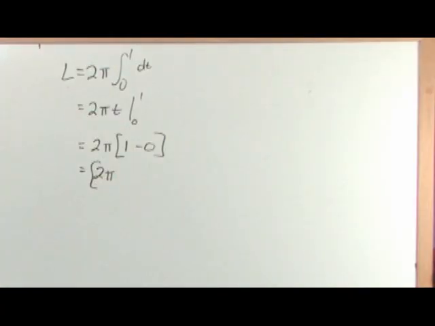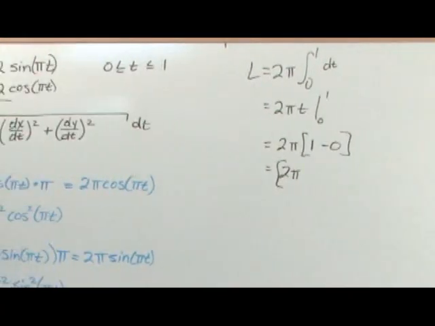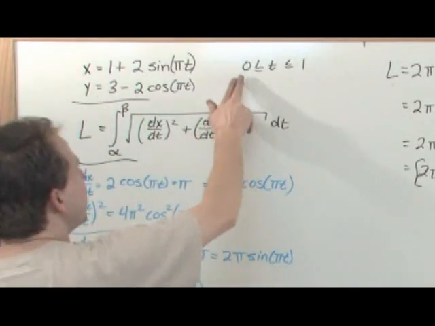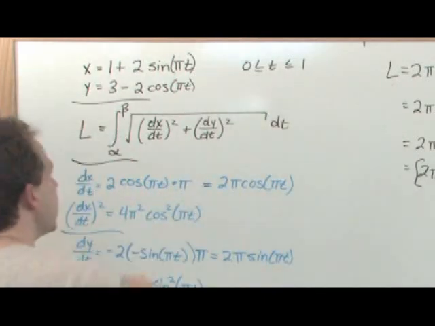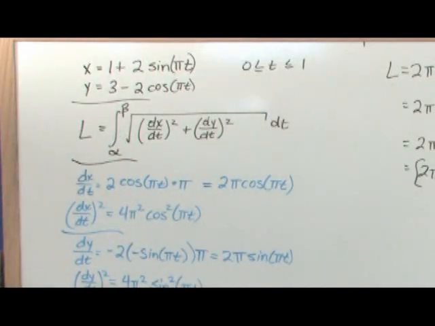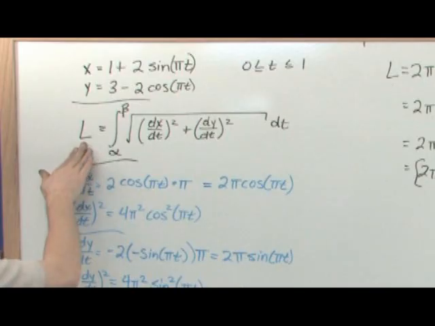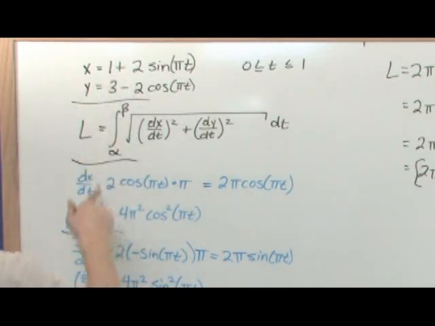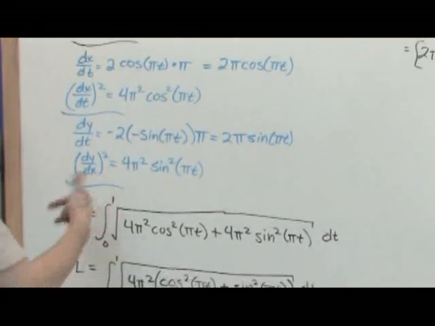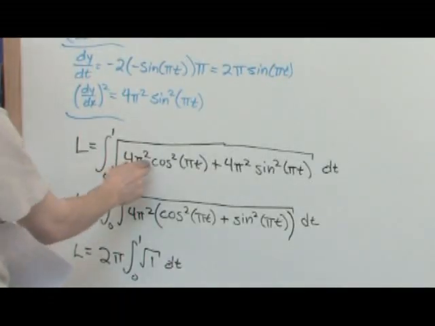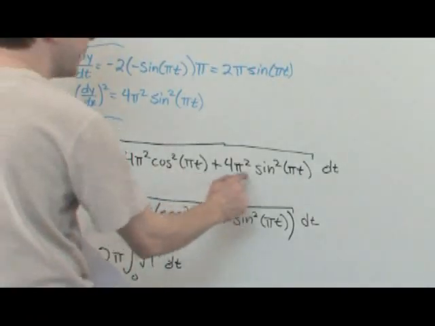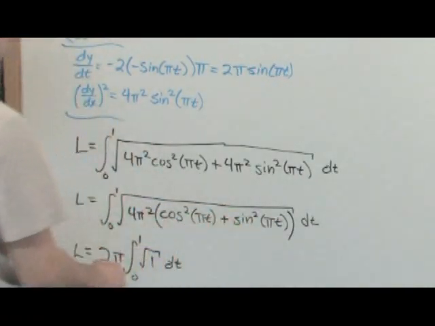It's 2 pi. So let's review what we've done. We had a parametric form of some curve, and we're trying to find the length of that. And we know that time marches on between 0 and 1, could be seconds, could be milliseconds, whatever. This is the equation that we derived for the arc length of a function in parametric coordinates. We found out what dx/dt was equal to, and we squared it. We found out what dy/dt was equal to, and we squared it, and then we plugged it into here. And we noticed right away we had a 4 pi squared common, so we factored it out, keeping it under the radical, and all we had left was this cosine squared plus sine squared.